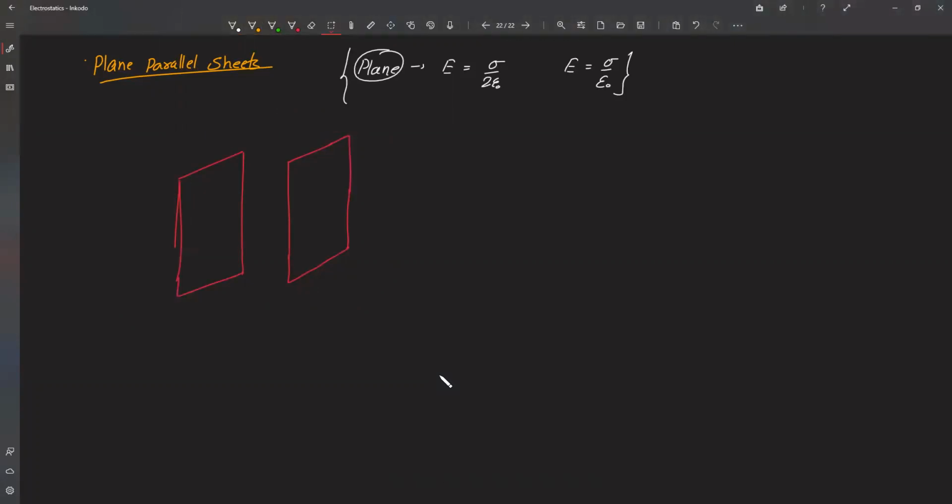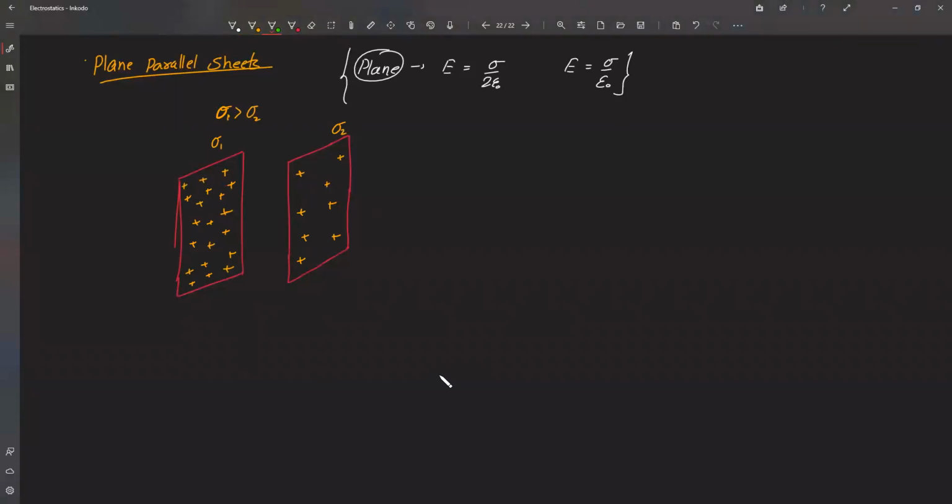Okay, so let's say these are the two plates. Let's say this one is charged positive and the second one is also charged positive. But let's say this is more densely charged, or the charge density here is more. Let's say the charge density here is sigma 1, and the charge density here is sigma 2, and it is clearly visible that sigma 1 is greater than sigma 2, and both are positively charged.